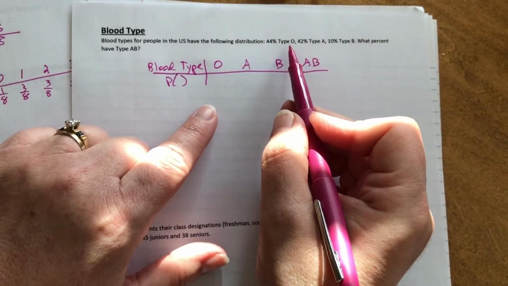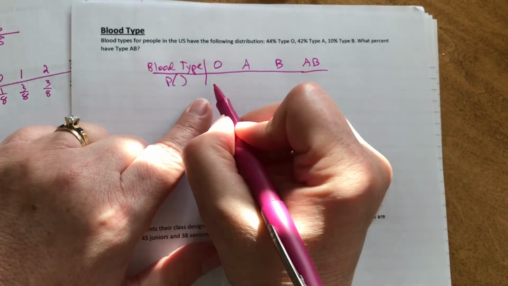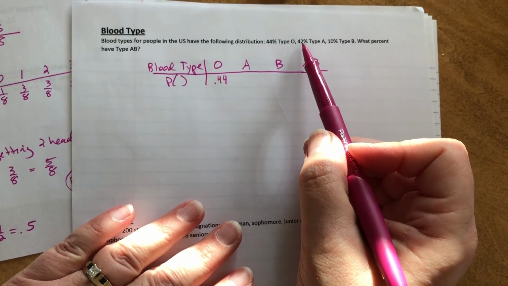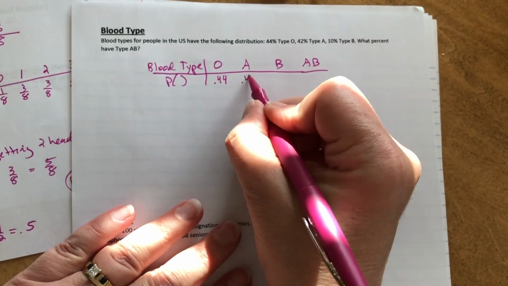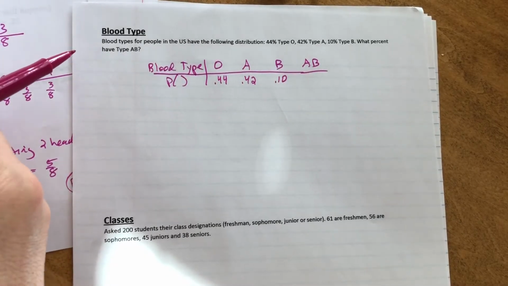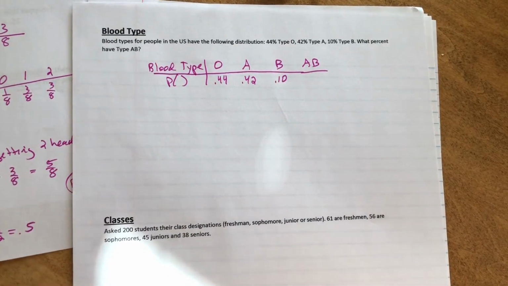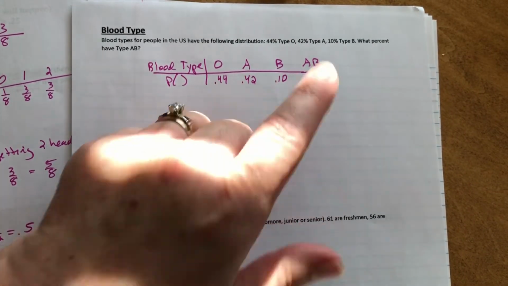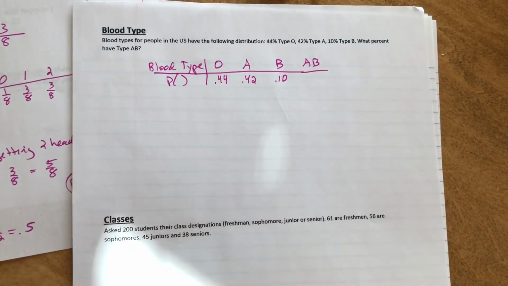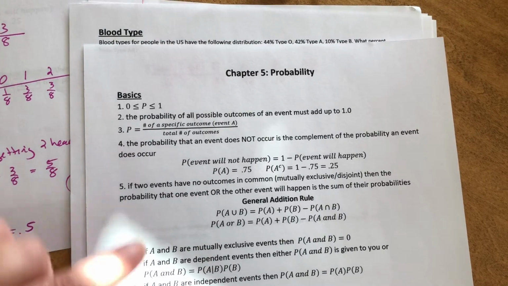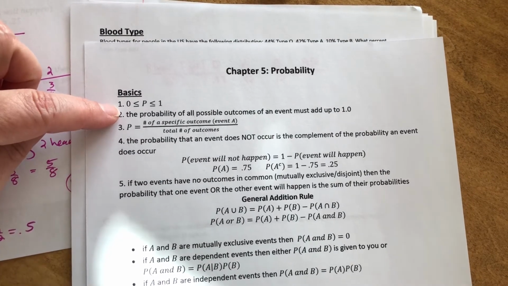So if 44% of the U.S. population is type O, then there's a 0.44 probability that a randomly selected person is going to have type O blood. Type A would be 0.42 and type B would be 0.1. So how would I figure out the probability that a randomly selected person is going to have type AB blood? Well, if I go back to my probability rules, the probability of all possible outcomes in an event must add up to be 1.